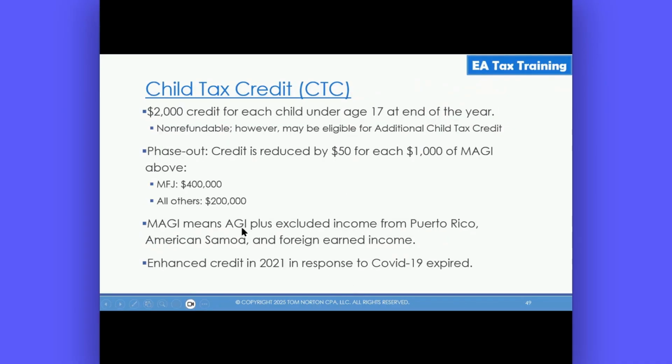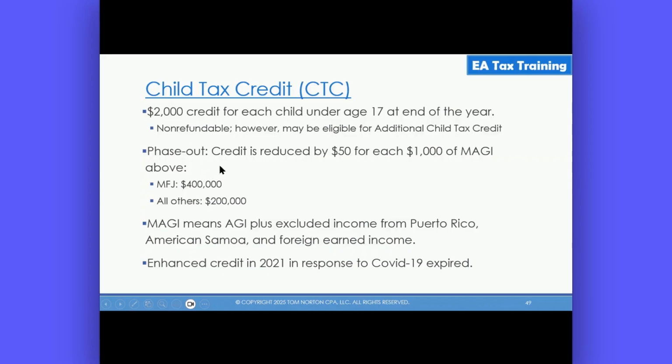So let's talk about our first tax credit, the child tax credit. So this is $2,000 for each child under age 17 at the end of the year. So again, we look at their age, end of the year. If they are under 17, then it is a $2,000 credit. This is a non-refundable credit technically. However, we're going to be talking next about this additional child tax credit, which can actually make much of this refundable. But the actual $2,000 child tax credit is technically non-refundable.